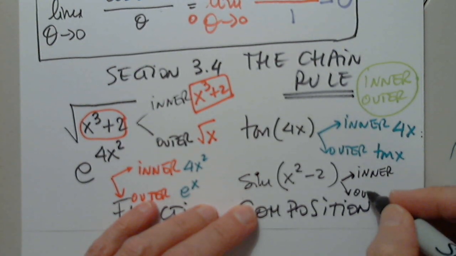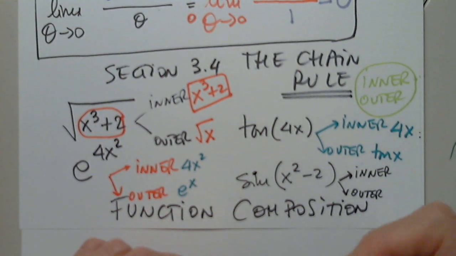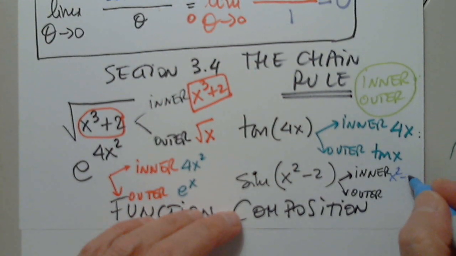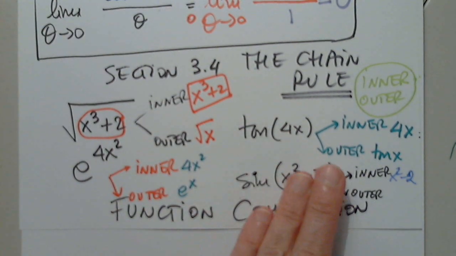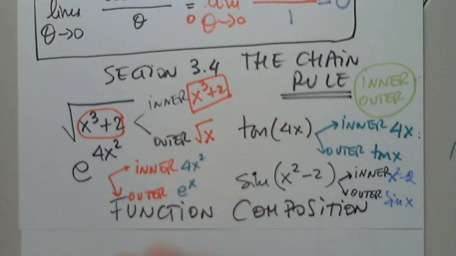Inner, outer, please. So inner is x squared minus 2. Good. And the outer? The outer would be sine x. Sine x. Okay.